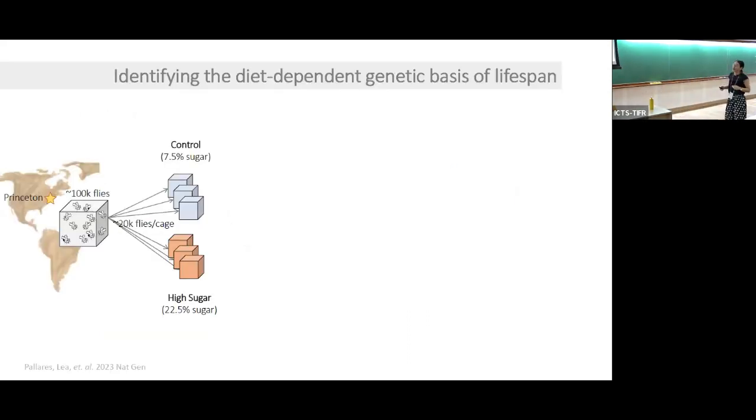Okay, so the question is easy. Let's identify the diet-dependent genetic basis of lifespan. So how did we do this? We took a population from Princeton.